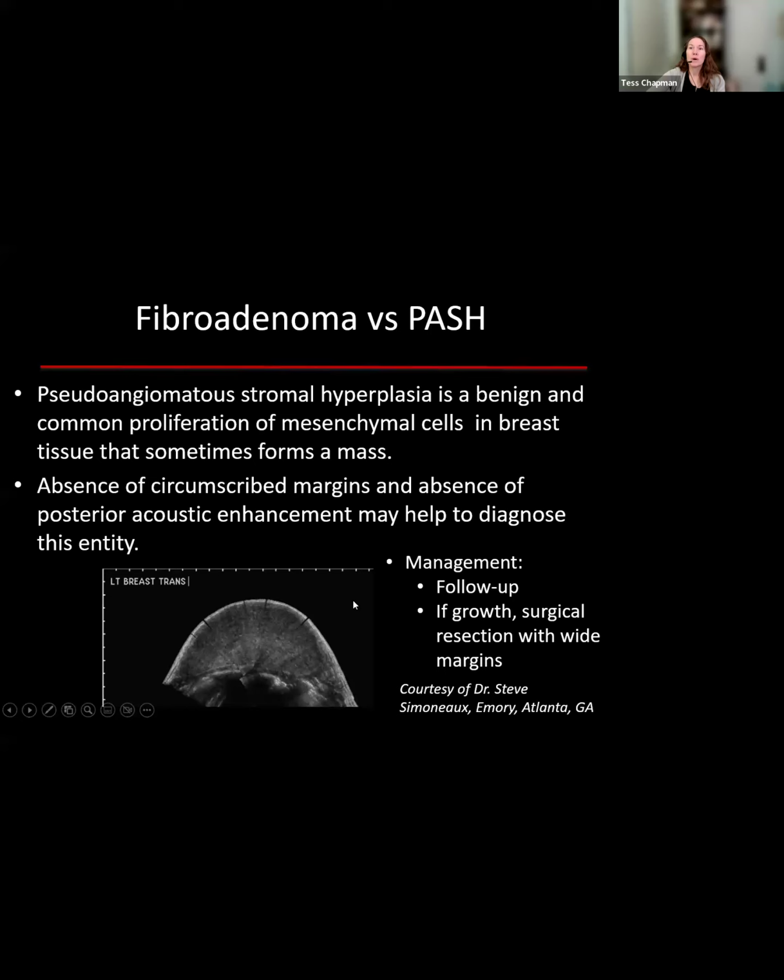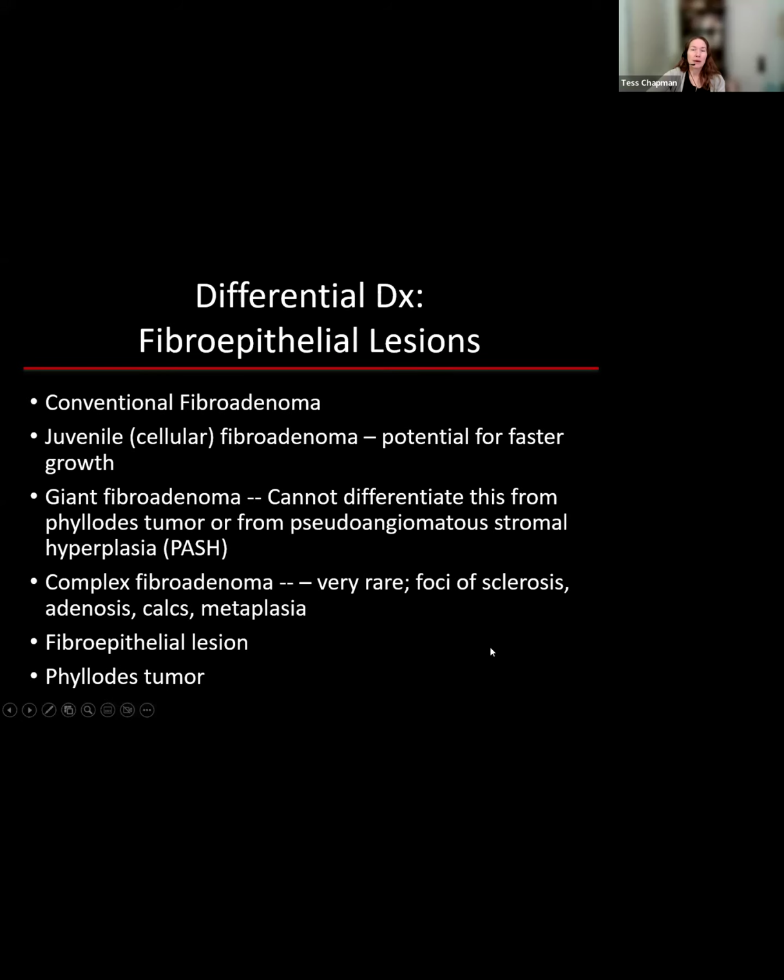So what we're going to do when we think about an adenoma is categorize it in this bucket of fibroepithelial lesions. The most common by far is conventional fibroadenoma. These other entities, such as a juvenile fibroadenoma, which is very cellular, or a giant fibroadenoma, or PASH, or a phyllodes tumor, are less common, but could be developing in the breast.